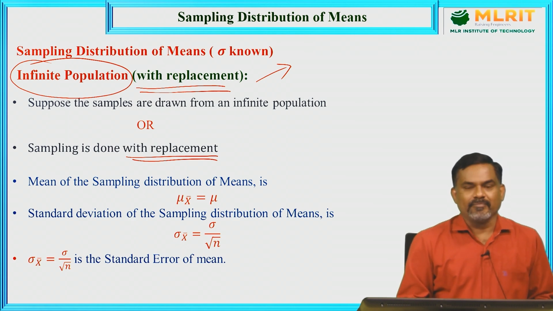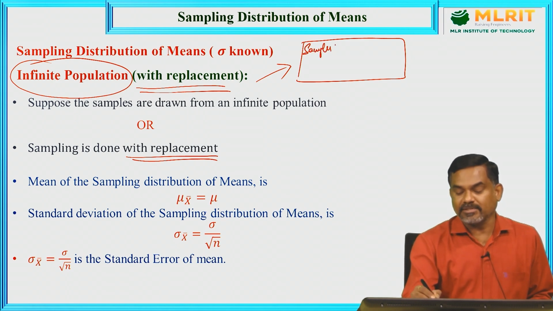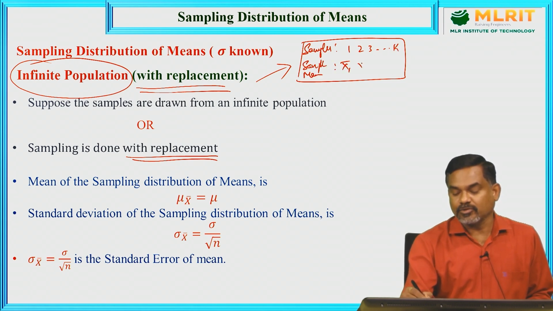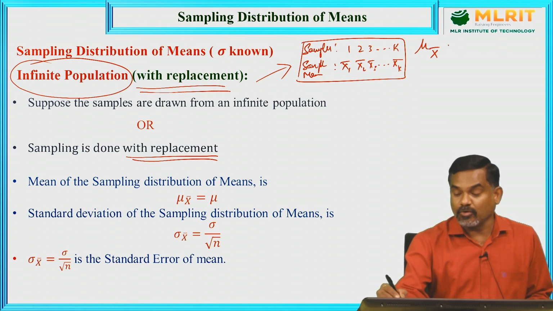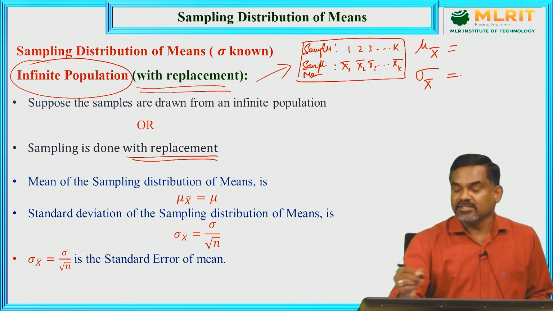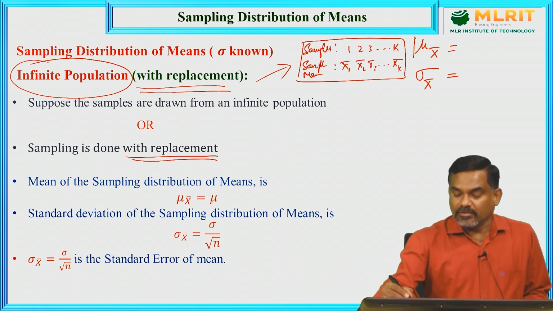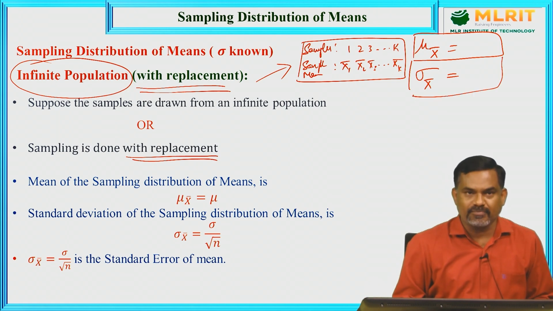In this case again, we construct the table for the sampling distribution of means: different samples 1, 2, 3 and so on, k samples, and the sample means x1 bar, x2 bar and so on. Again let us calculate the mean of the sampling distribution of means, denoted by mu x bar. Similarly, the standard deviation of the sampling distribution of means, sigma x bar. So mu x bar and sigma x bar denote the mean and standard deviation of the sampling distribution of means.